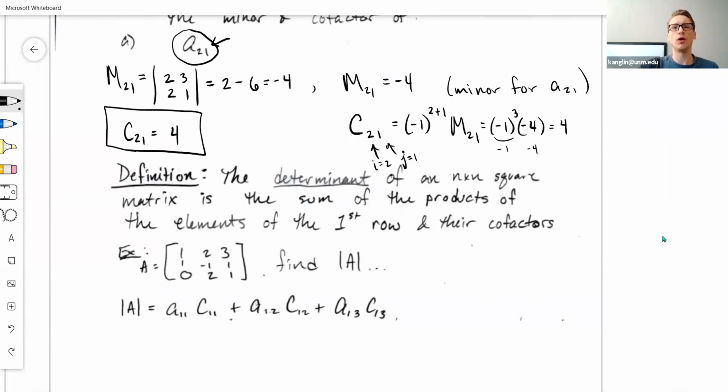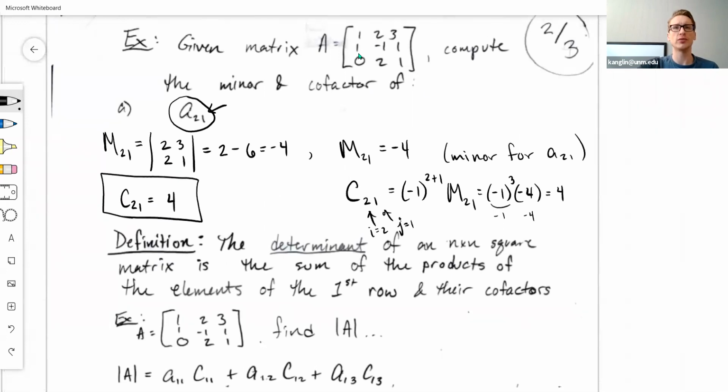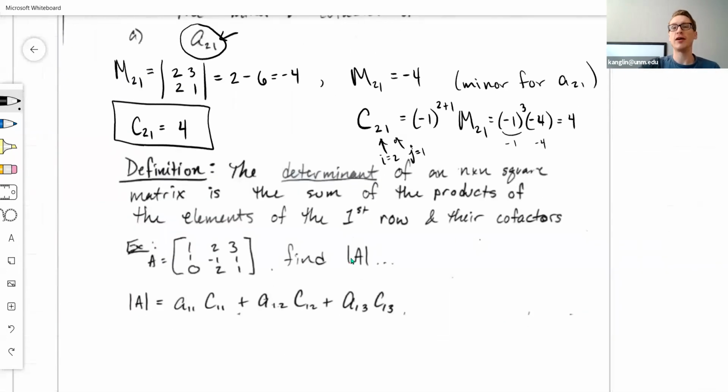A is this matrix 1, 2, 3, 1, negative 1, 1, 0, 2, 1. Same matrix I used up here. And we're asked to find the determinant of A. Notice all this is saying is the determinant is the sum of the products of the elements in the first row of A, so that's the 1, the 2, and the 3, times their corresponding cofactors.